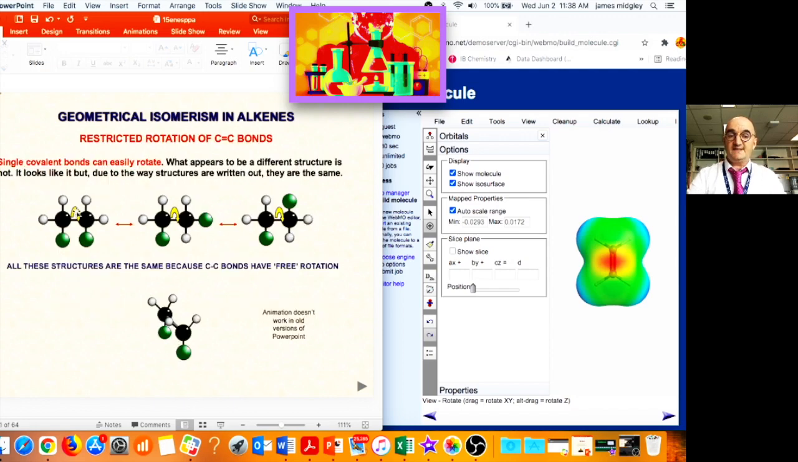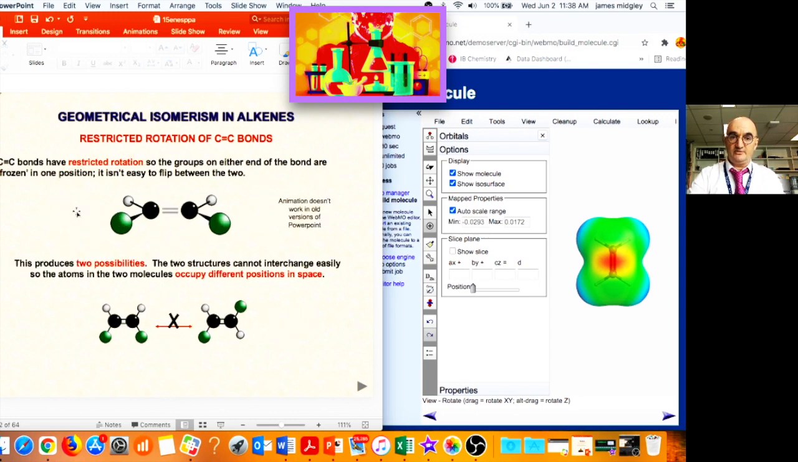So we've seen that single covalent bonds, sigma bonds, can easily rotate and spin around, but double bonds cannot. So I cannot take this molecule, remember the name of this? Cis-1,2-dichloroethene. I cannot spin it and make it trans-1,2-dichloroethene because the pi bond stops me from doing that.